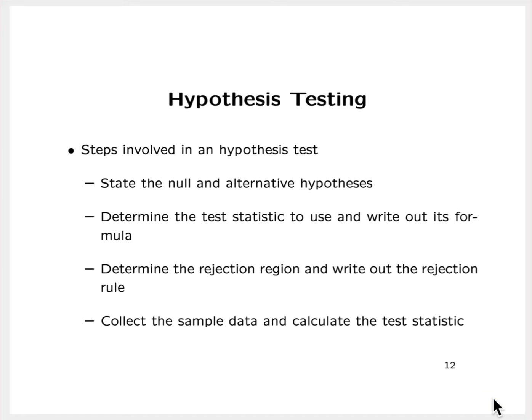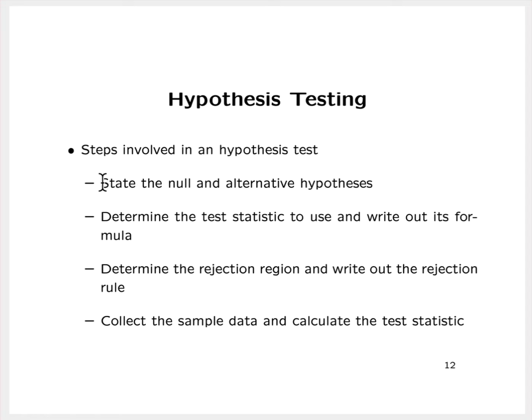Now, here are the steps involved in a hypothesis test, and if you look at different books, different resources, they may list the steps slightly differently, but this is the set of procedures or the steps that I use. So the first is to state the null and alternative hypotheses, then determine the test statistic to use and write out its formula. Once we do that and we know the test statistic we're going to be using, we need to determine the rejection region and write out the rejection rule.